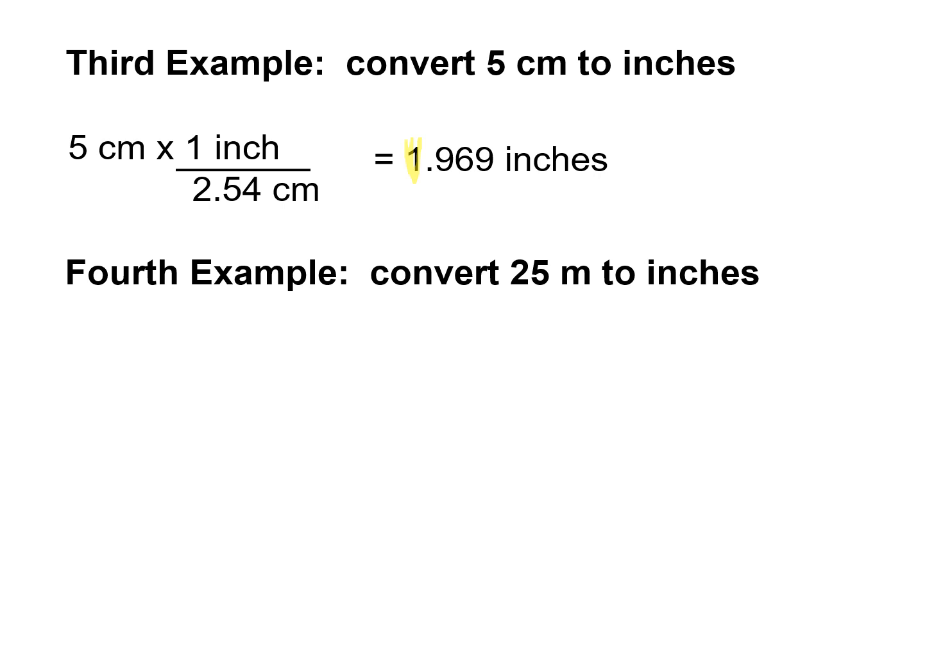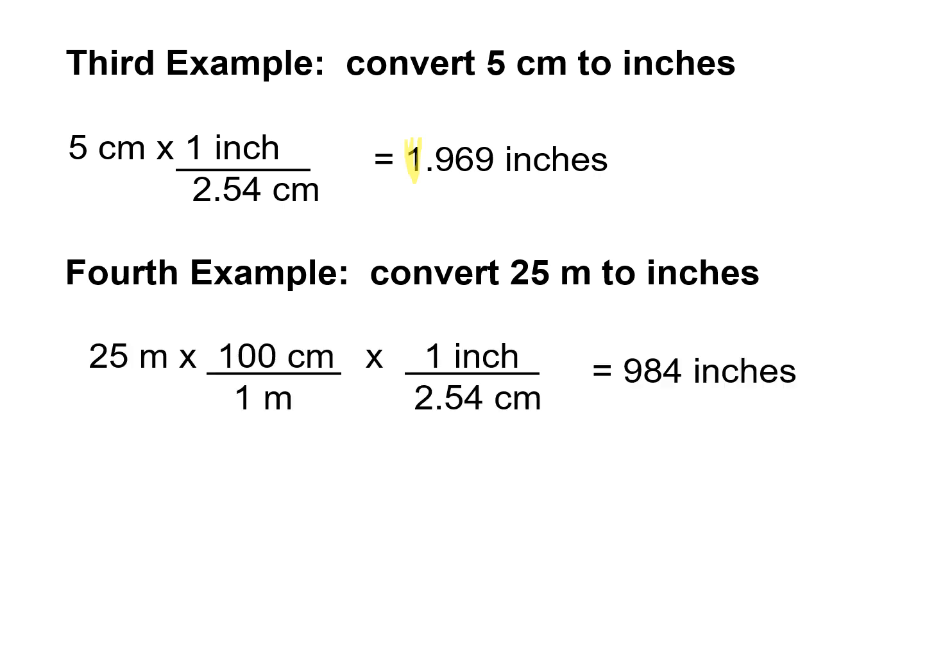Fourth one, we can convert 25 meters to inches. So we have to convert meters to inches. We know there's 100 centimeters in a meter. So we multiply 25 meters times 100 centimeters. That would give us roughly 250 centimeters. And there's 2.54 centimeters to 1 inch. So we divide 250 by 2.54, which gives us 989 inches. Still 3 significant digits.